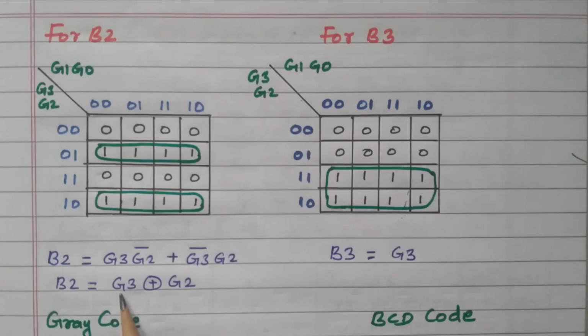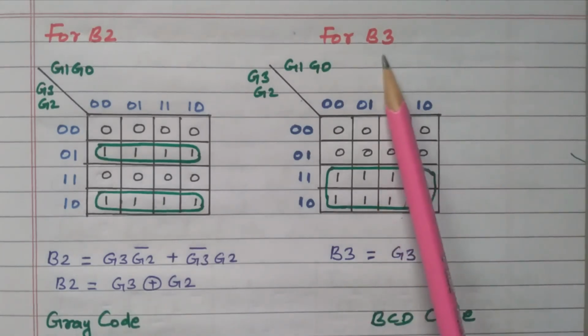So for B0 we have 4 inputs, for B1 we have 3 inputs, and for B2 we have only 2 inputs. In all the cases we need an XOR gate. So in all 3 cases we need an XOR gate with 4 inputs, 3 inputs and 2 inputs.